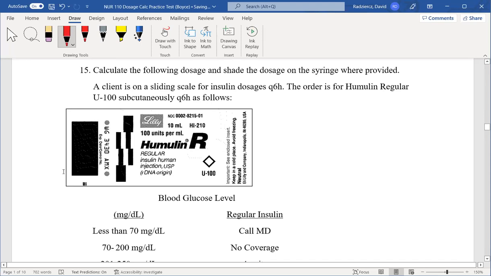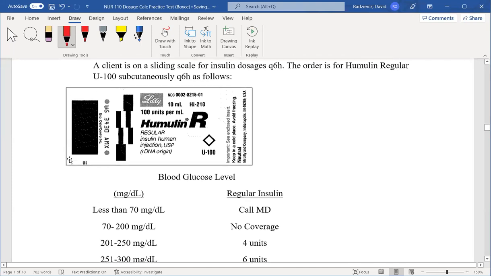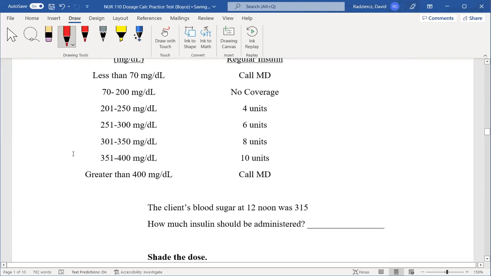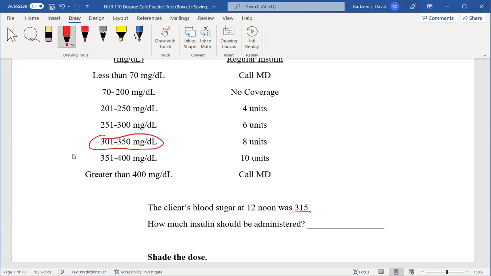All right, here's one where we don't have to worry about doing any kind of math. We just need to follow directions. This is an insulin sliding scale question. It tells you that the client's blood sugar at noon was 315. How much insulin should you administer? You're going to look at your sliding scale, see the range of 301 to 350, and so you're going to administer 8 units.